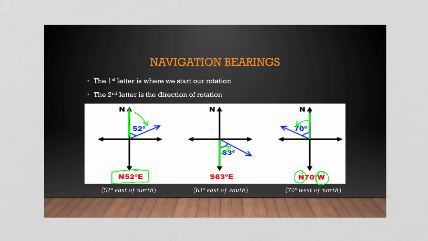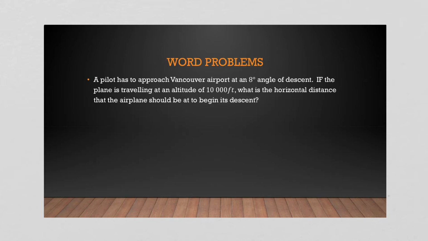So let's just look at a couple examples, okay? So you're flying a plane and the angle of descent, which is the same as the angle of depression, is 8 degrees. Okay, so what does this look like? The plane is traveling at an altitude of 10,000 feet and the airport is here. Okay, so here's my airport. Here's my plane, way up here in the sky.